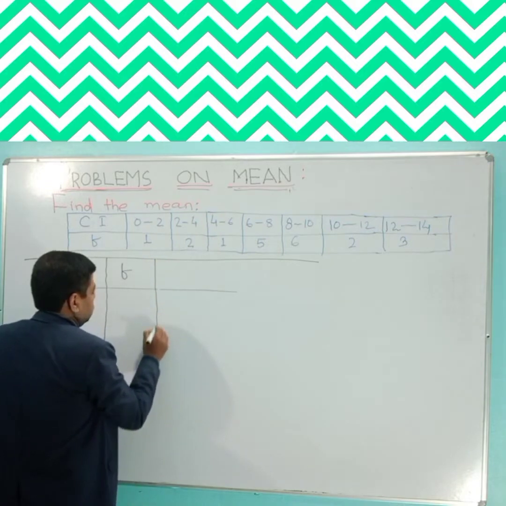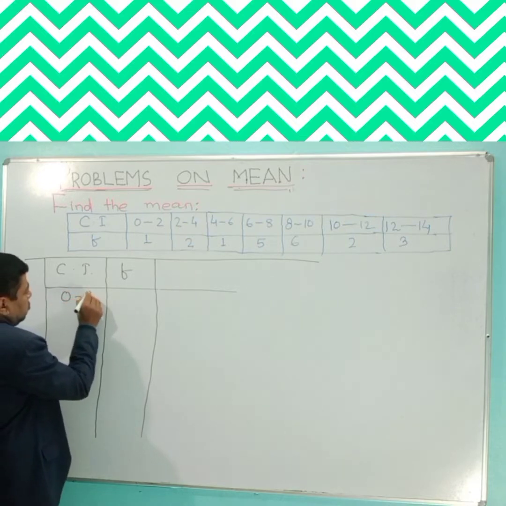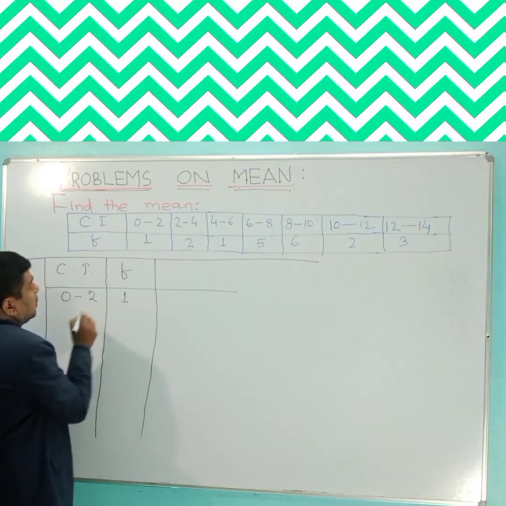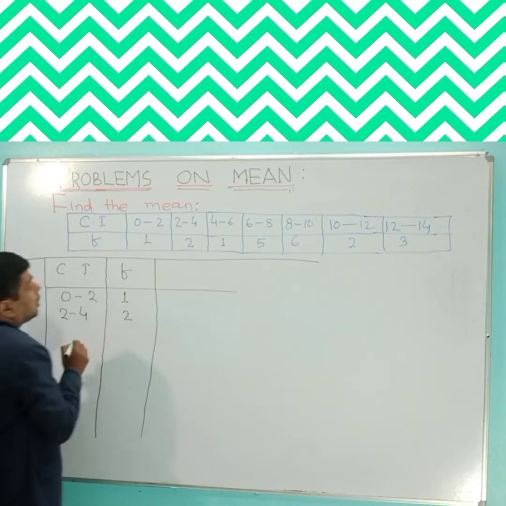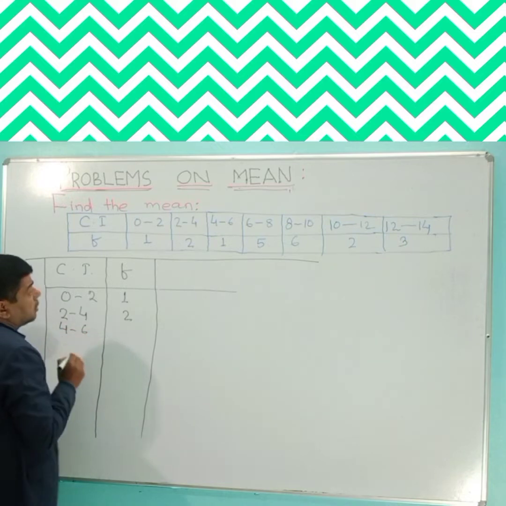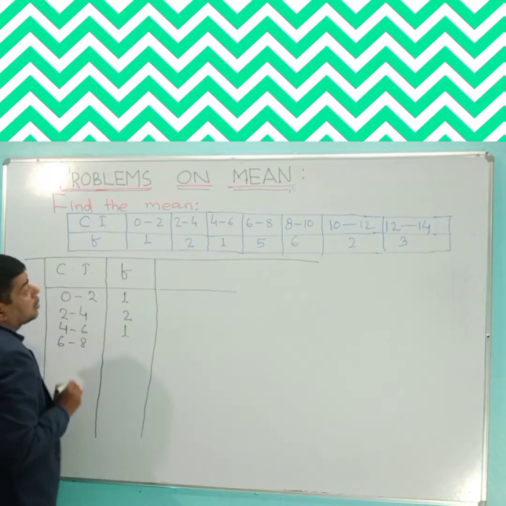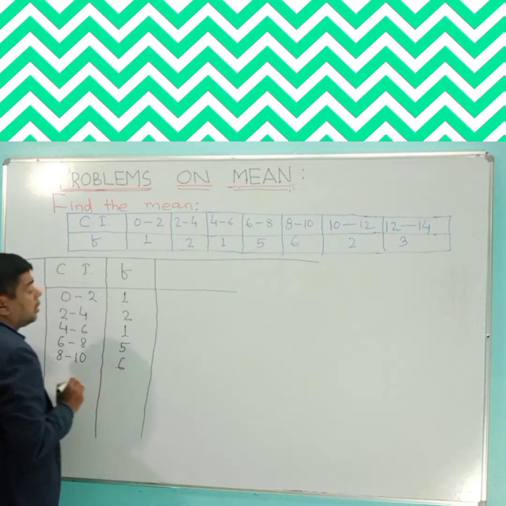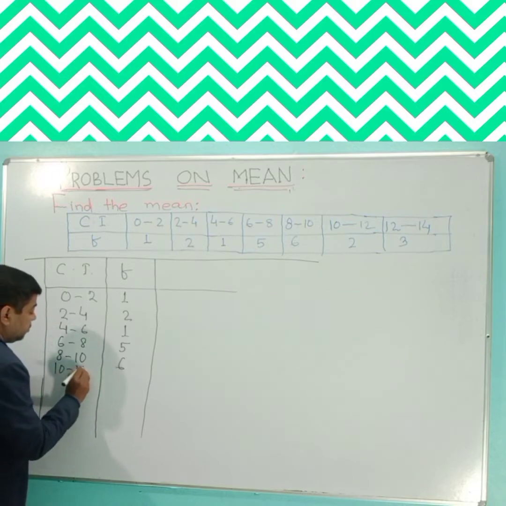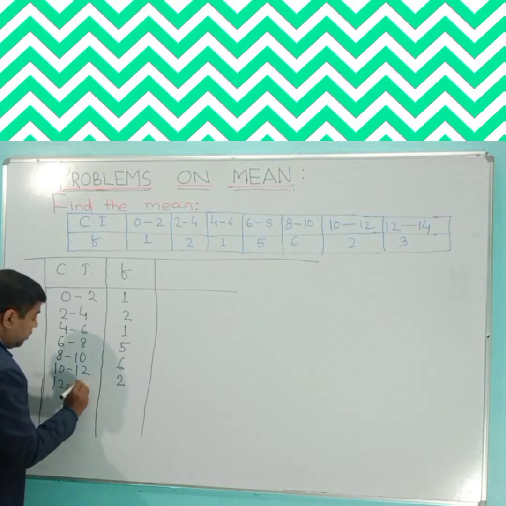You see now the question is given. Class interval 0 to 2, the frequency is 1. Then 2 to 4, the frequency is 2. And 4 to 6, the frequency is 1. Then 6 to 8, the frequency is 5. Then 8 to 10, the frequency is 6. 10 to 12, the frequency is 2, and 12 to 14, the frequency is 3.